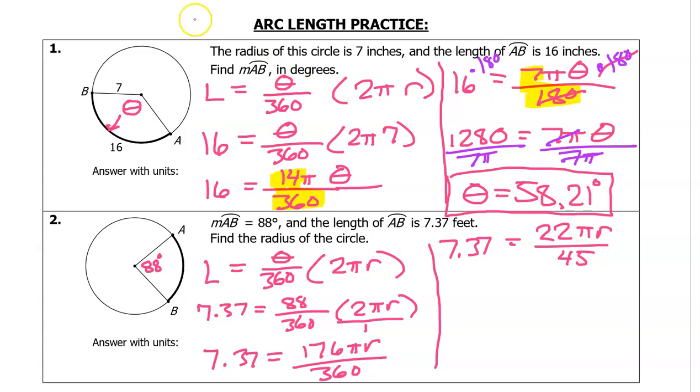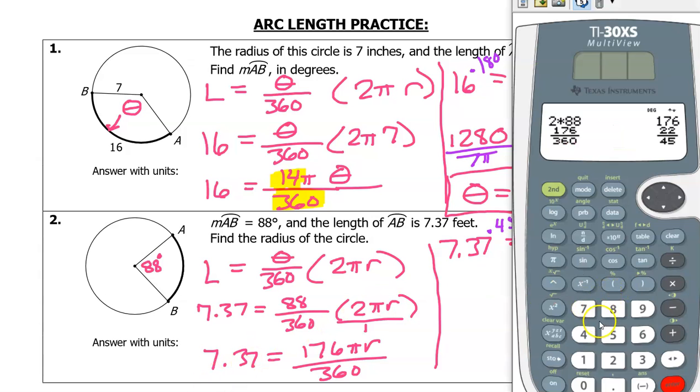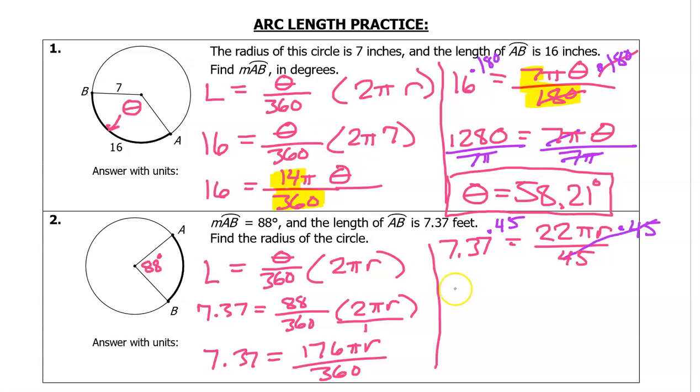22 over 45. So now I'm going to multiply both sides of the equation by 45. So that will cancel out these denominators. So if I do 7.37 times 45, that's going to be 331.65. So I've got 331.65 is equal to 22 pi r.